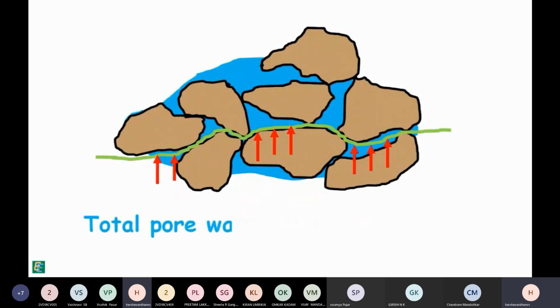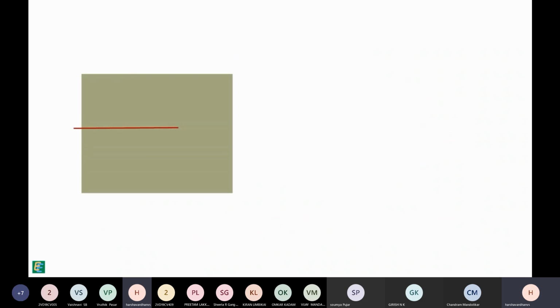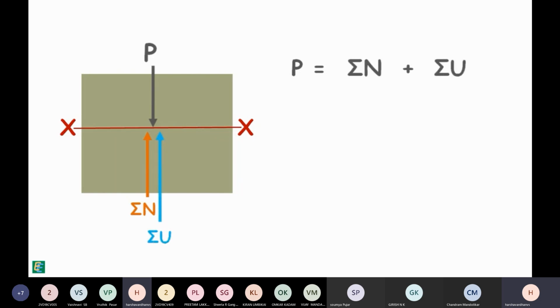So the total force offered by pore water pressure is u multiplied by the area of voids in which water is present in this plane. We say that area as AW. Let's say the sum of all pore water pressure forces is summation U. Now by applying the equation of equilibrium on the plane XX, we can write that the total normal force acting on this plane is equal to the sum of all normal interparticle forces and the pore water pressure force.